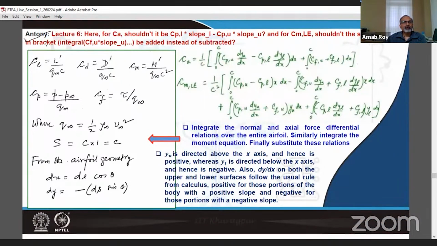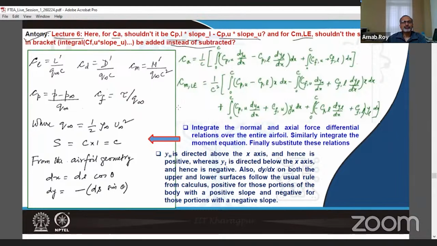We have another query from Anthony, where he has posed a question regarding lecture 6. Here for CA, shouldn't it be CP lower times slope lower minus CP upper into slope upper? And for the pitching moment about leading edge, shouldn't the second term in bracket be added instead of subtracted? Well, it's an interesting question, but scrutiny reveals that this seems to be fine.